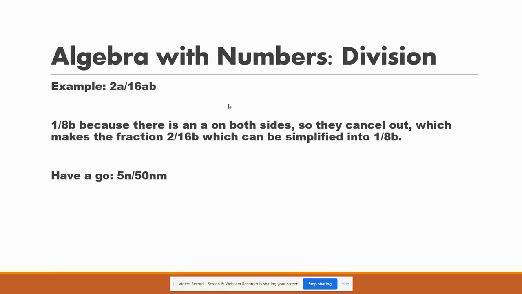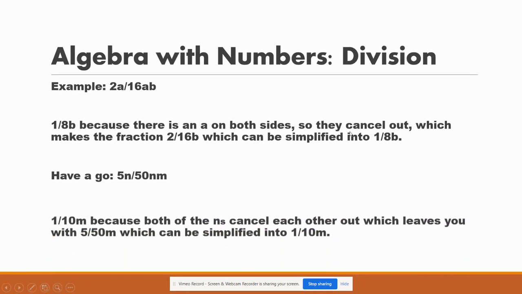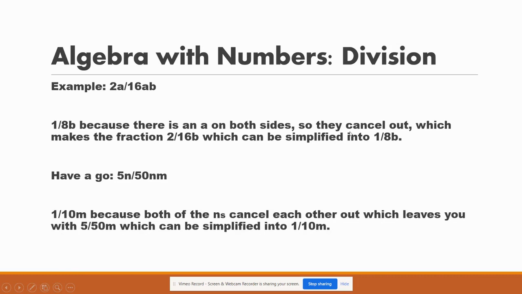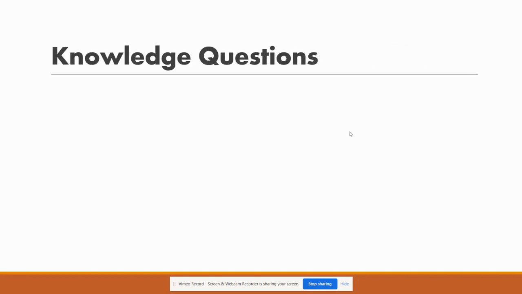So now how about you have a go at 5n over 50nm. Your answer is 1 over 10m, because both the n's cancel each other out, which leaves you with 5 over 50m, which can be simplified into 1 over 10m. Now we're going to go for the final thing to see what you've learnt today. Let's try out these knowledge questions.